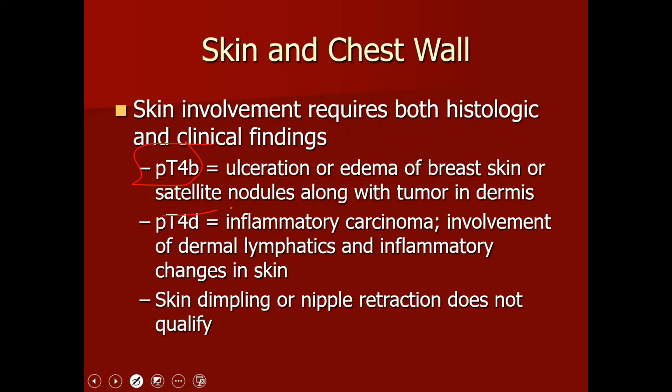Or you might need to see satellite nodules within the dermis. So you look at the dermis and there's a nodule, and then another nodule, and another nodule. And you call the clinician and they say, yes, there were satellite nodules. That would give you a pT4b. A pT4d, easy to remember because it's dermal lymphatics. pT4d involves dermal lymphatics. And that, of course, also requires a clinical correlate because you have to call up the clinician and say, hey, did you see an inflammatory picture? And we call that inflammatory carcinoma.